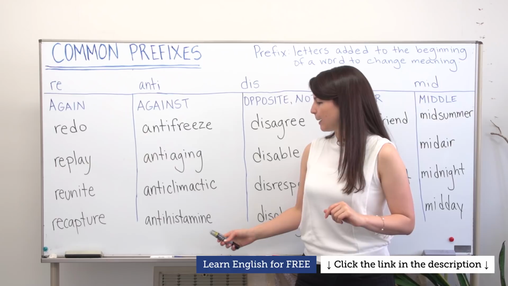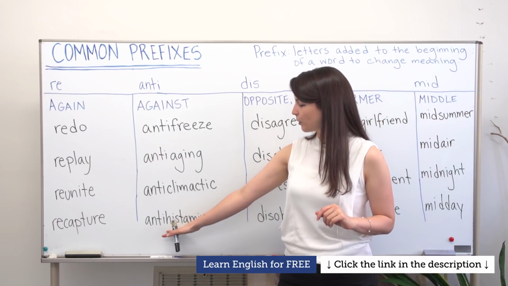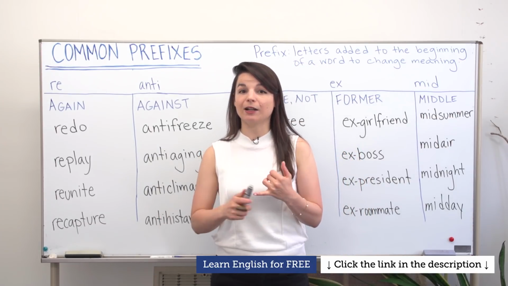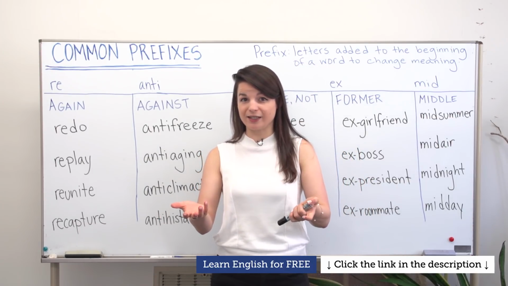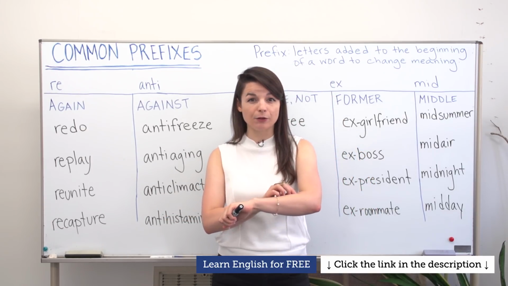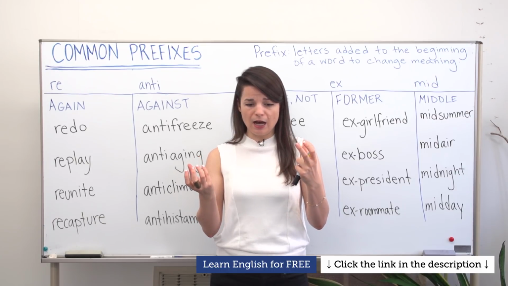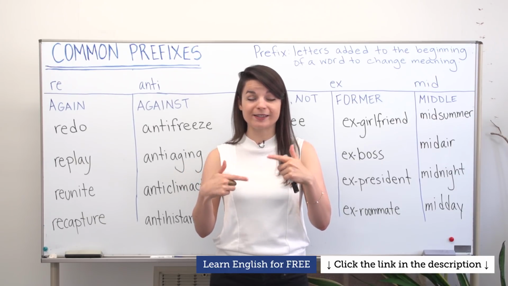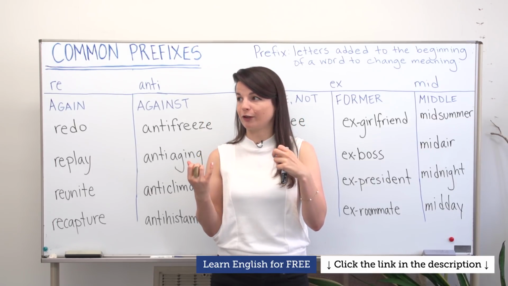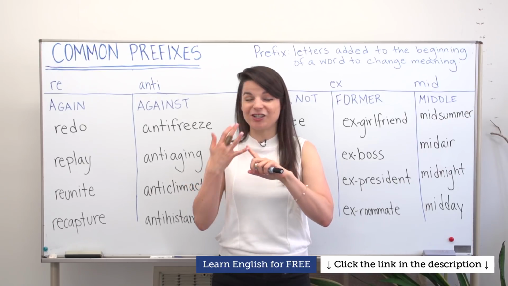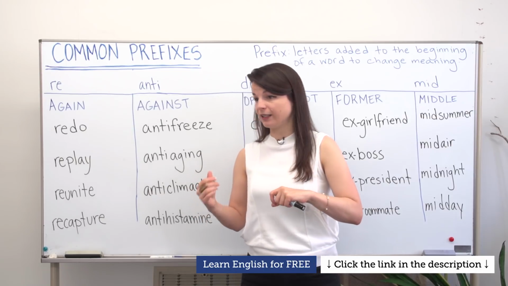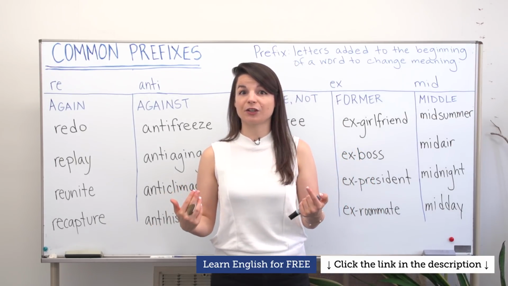Okay, one more example, antihistamine. So histamine here is the base word. This is a word that's commonly found in allergy products. So if you have allergies, you might know this word, histamine. It's a chemical, a compound that, when you come in contact with something that gives you allergies, creates your symptoms. It makes you, for example, have a runny nose or itchy eyes or maybe some skin problem. Histamine causes that allergic reaction.